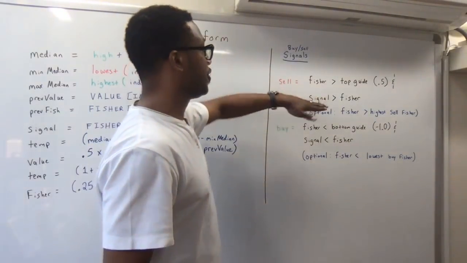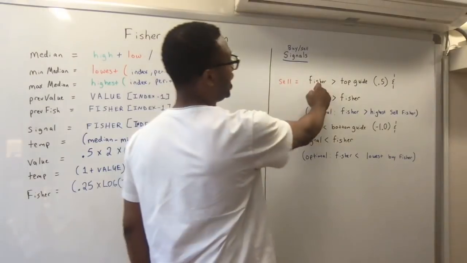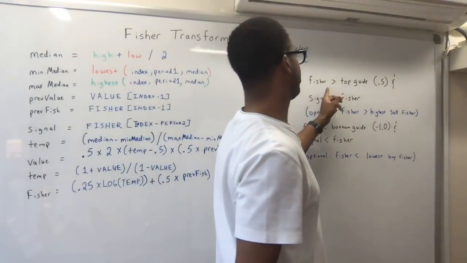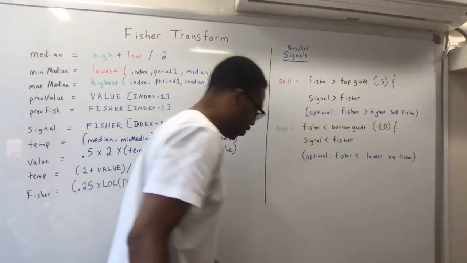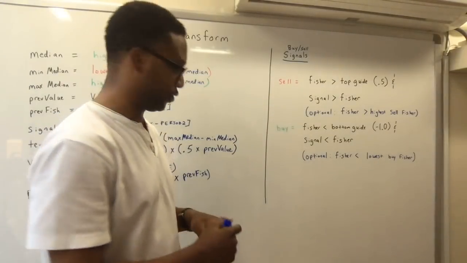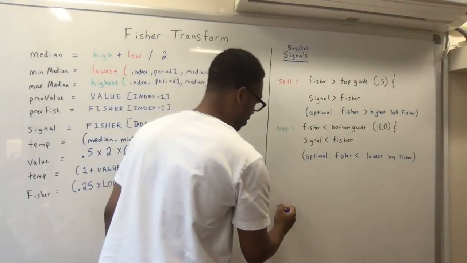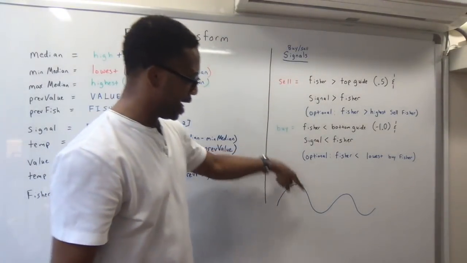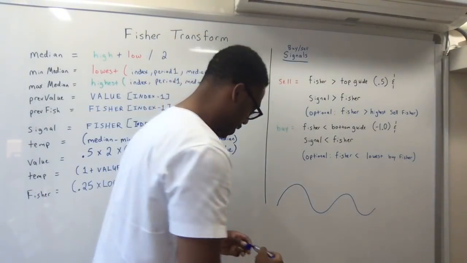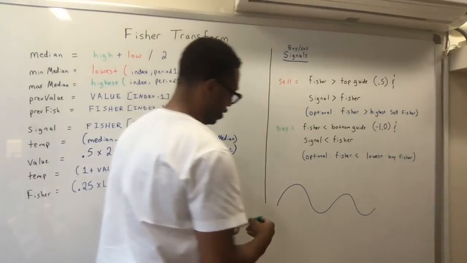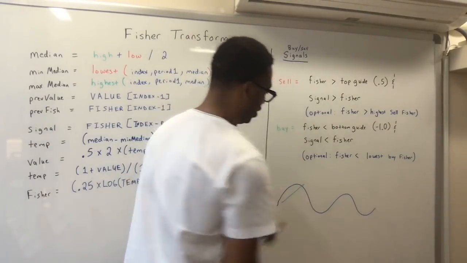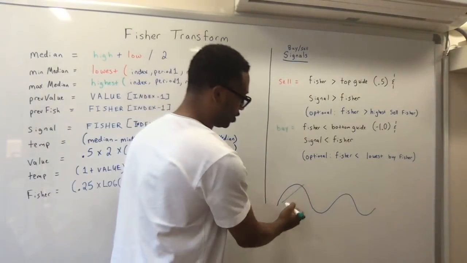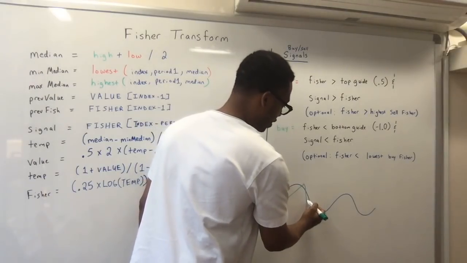Now, when it comes to the Fisher score, we sell when the Fisher score is above the top guide. So let's say this is your Fisher movement, goes like this, and that's usually price is too high, price is too low, price is too high, and then you have another indicator that looks like this. Occasionally they cross over, but we'll talk about this. This is your signal, right?